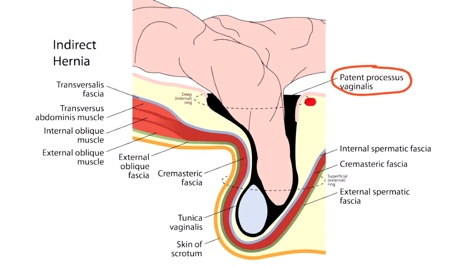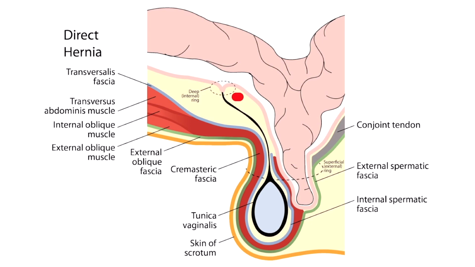The contents protrude into the inguinal canal, lateral to the inferior epigastric blood vessels. They protrude through the internal inguinal ring along with the spermatic cord in males or the round ligament in females, then emerge at the external inguinal ring, extending down into the scrotum or labia. Now we will discuss the pathophysiology of direct inguinal hernia with the help of this image.